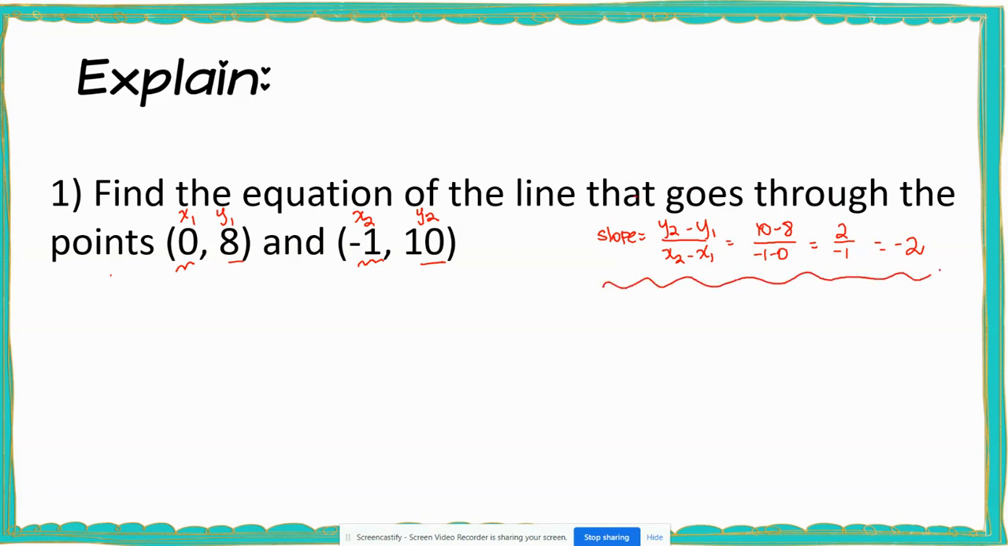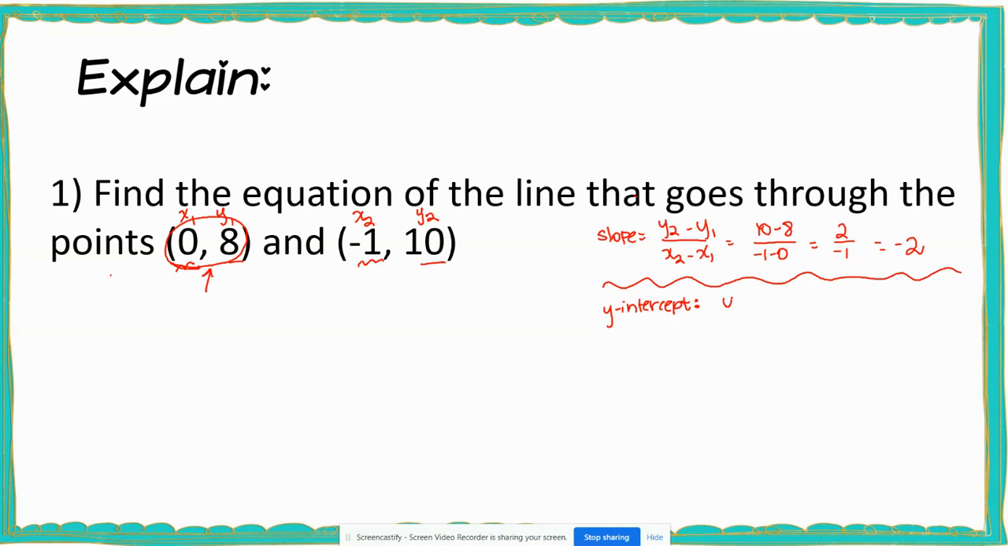Then we have to find our y-intercept. Now, our y-intercept is where it can get a little bit tricky. In this case, it's not tricky because this point is your y-intercept since x is 0. But since you don't know that for every ordered pair, I'm going to show you how to find the y-intercept. You're going to take any point that you are given. So in this case, I'll just take 0 and 8.